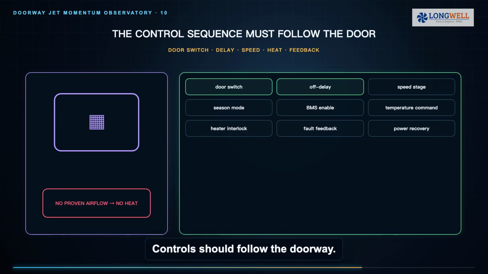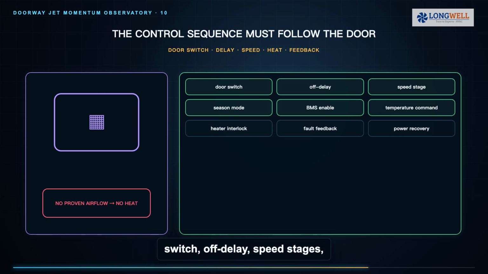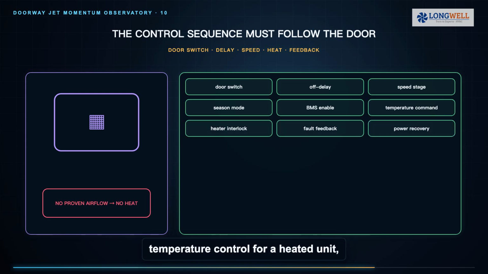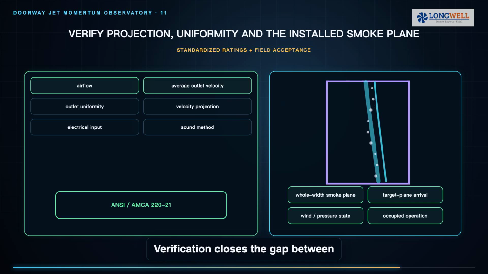Controls should follow the doorway. Typical functions may include a door switch, off delay, speed stages, seasonal mode, building control enable, temperature control for a heated unit, heater interlocks, and fault feedback. The exact sequence is project specific. Test what happens when the door opens, when the sensor fails, after power returns, and when heating is requested without proven airflow.